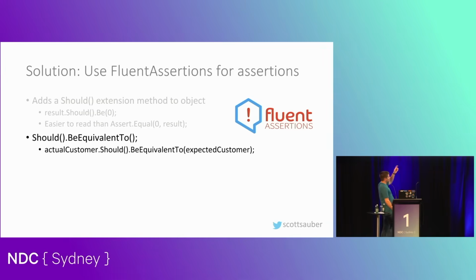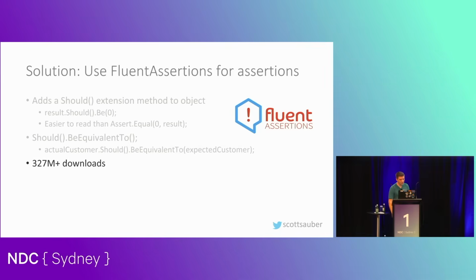But Fluent Assertions also has Should().BeEquivalentTo, which does a deep value comparison of different things. You can actually compare a customer object with a customer DTO and match up those things, which is pretty cool. As of a couple days ago, it had over 300 million downloads, so it's used by a lot of people. And again, if you guys are using Shouldly, it's perfectly fine too.